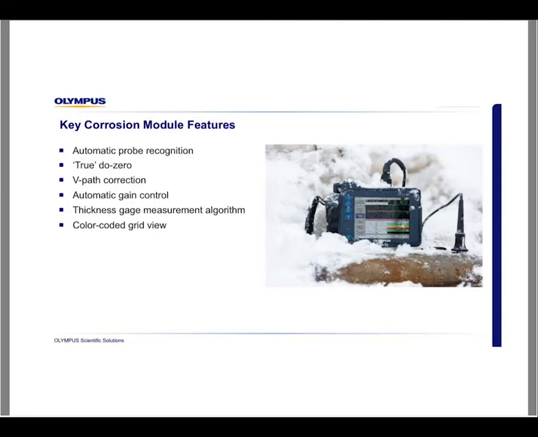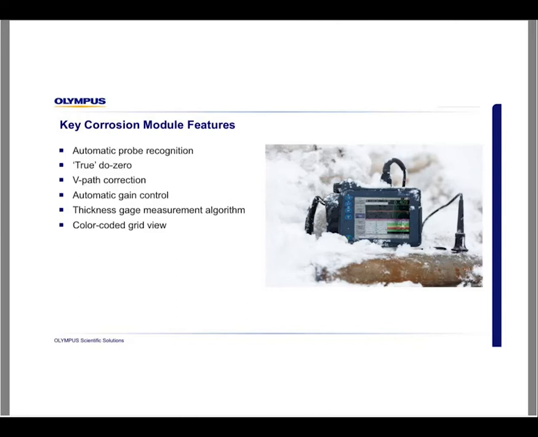We've included what we're calling a true D0 zero. On previous flaw detector corrosion modules like the EPOCH 650, we had a D0 zero function, but it was limited to one transducer channel pulsing. Now we're using two channels on the 6LT to simultaneously take the zero offset measurement from both elements of the transducer. So what that does is it leads to a more precise and more accurate zero offset calibration that you can do in a single button press.